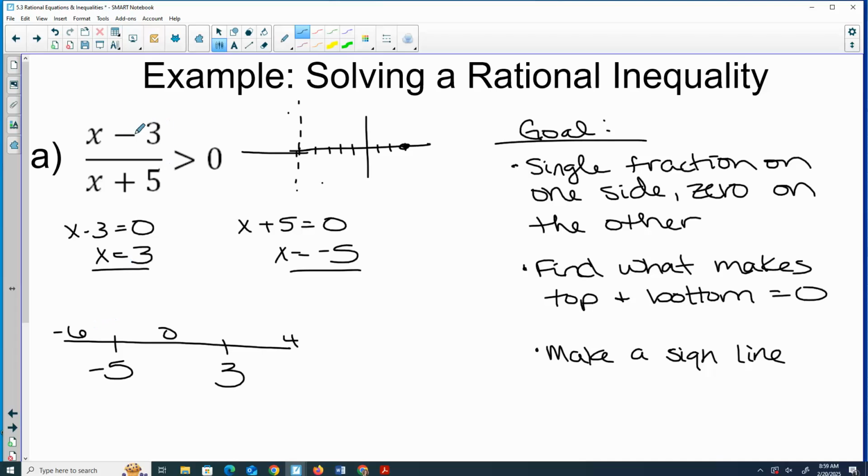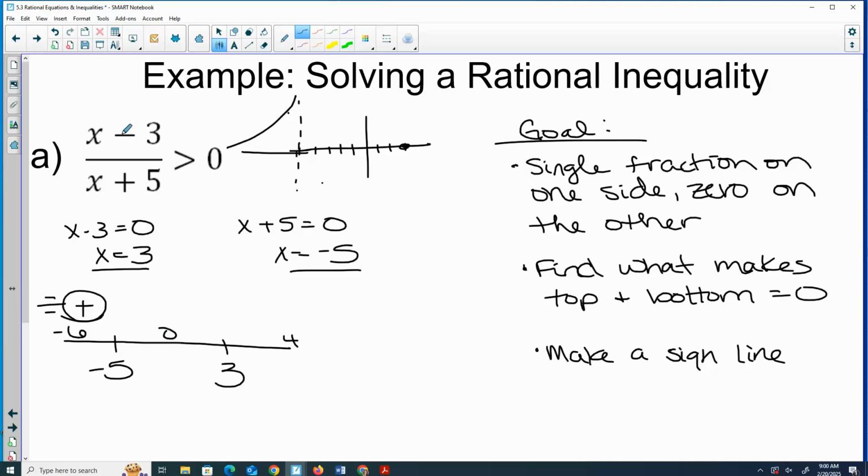So if I put in negative 6, negative 6 minus 3 is a negative number. Negative 6 plus 5 is a negative number. If you take a negative divided by a negative, you get a positive. Now, could you use your calculator and get the exact number? Absolutely. So if you feel better with that, you can. But all I care about is it's positive. So I know that this graph was greater than 0 before I got to negative 5. Okay, that's all I need.